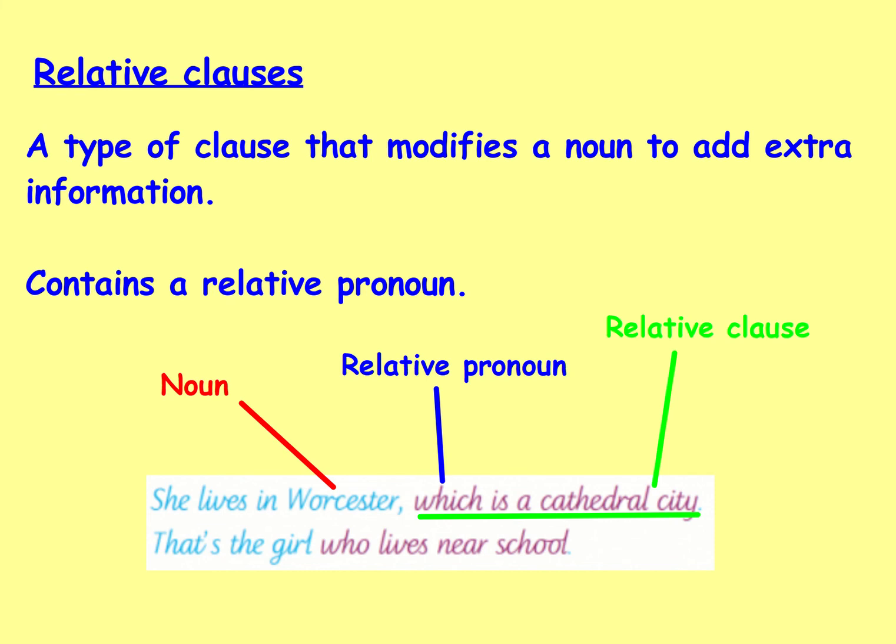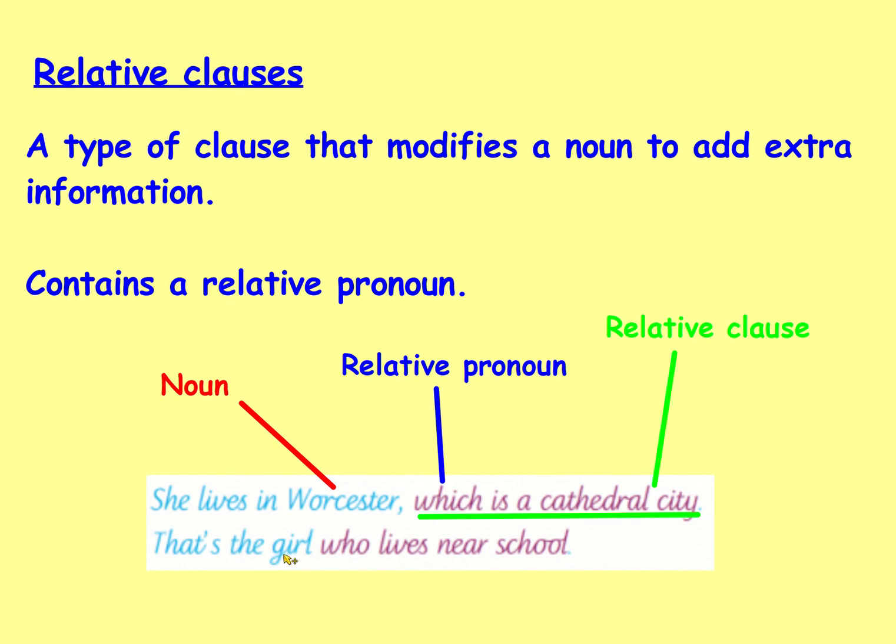So just to recap, if we're struggling, relative pronouns come along with a relative clause. I can't have a relative clause that makes sense if it doesn't start with a relative pronoun. So for example, if I had, she lives in Worcester, Worcester is the noun, but I could add a bit extra to it. Which is a cathedral city. Which is my relative pronoun, but which is a cathedral city is the whole relative clause.